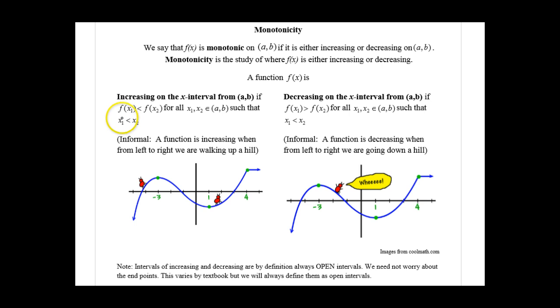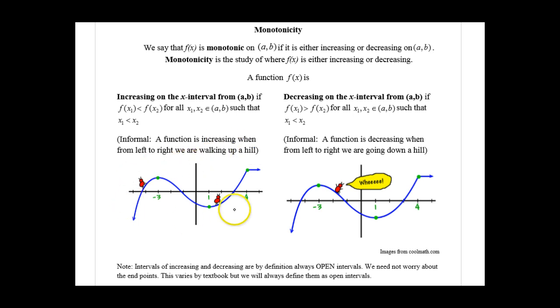on the x-axis. So if I have some x value that's less than some other x value, and I substitute each of those into the function f of x, if the y value at x1 is less than the y value at x2, then this function is increasing. So I want my y values to go from smaller to bigger as I move from left to right. So an informal way of saying this is that a function is increasing when, from left to right, it looks like on the graph we're walking up a hill, because we want those y values to be getting bigger.